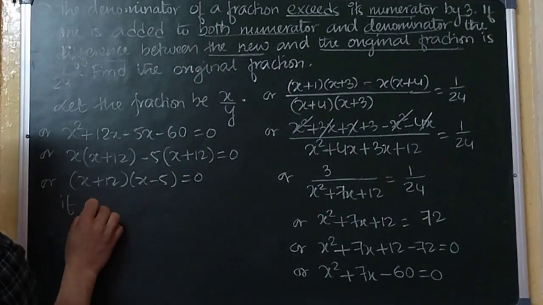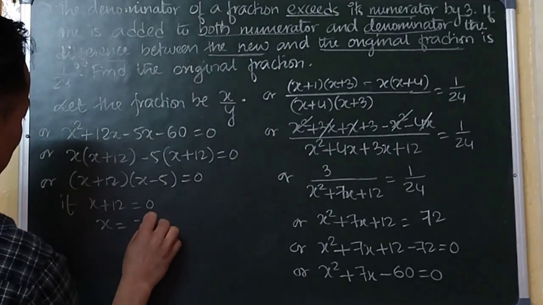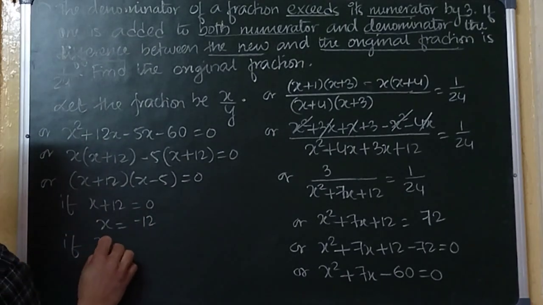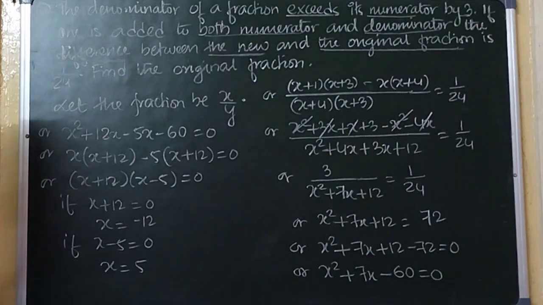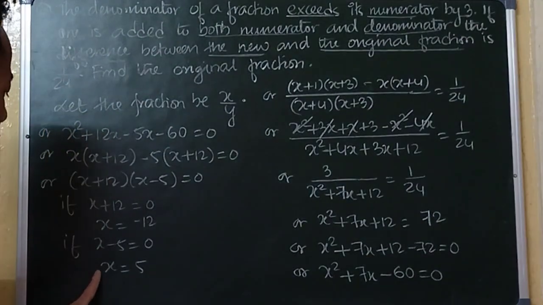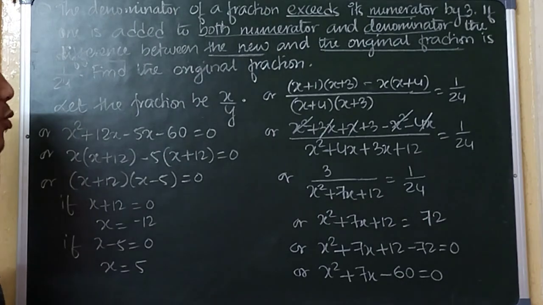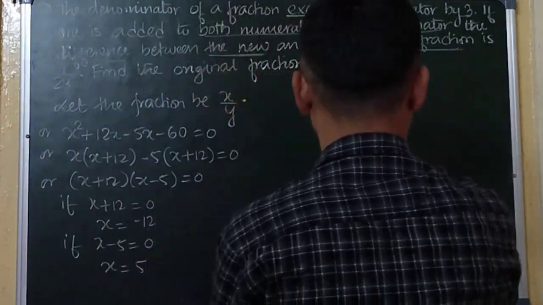So if you take x plus 12 is equal to 0, then x will be minus 12, and if you take x minus 5 equals to 0, then you get x is equal to 5. So after solving this quadratic equation, we got the values for x, which is 5 and minus 12. Now let's obtain the value of y.